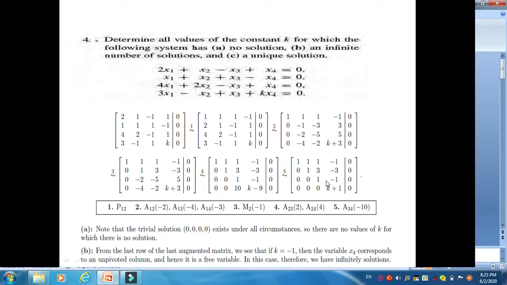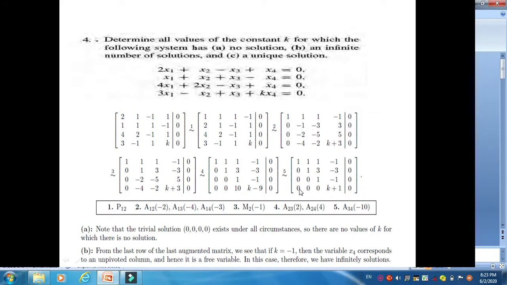But what is the condition for infinite? It must be less than the number of unknowns. So the rank must be less than 4. What is the value less than 4? It may be 3. So it means the rank of the coefficient matrix must be less than 4. So in order to make it less than 4, we must put in place of k equal to minus 1. Yes, here we put minus 1.